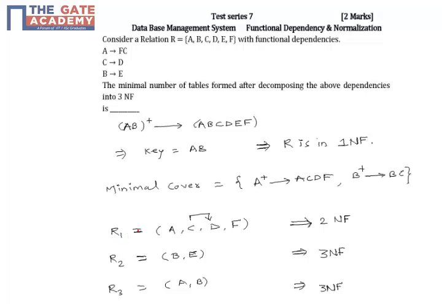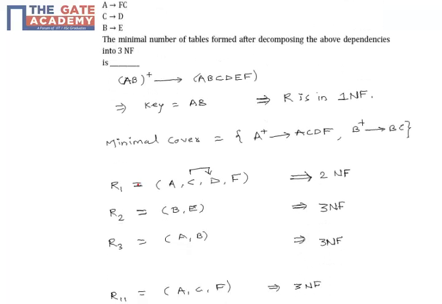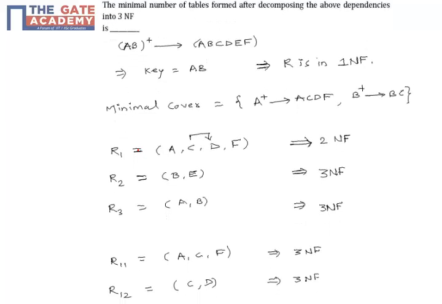So if we decompose the relation R1 into two relations R11 which has three attributes A, C and F and R12 which has attributes C and D, both of these would be in 3NF. So in total we have 1, 2, 3 and 4 relations. That means the number of minimum tables after decomposing the original relation R into 3NF would be 4. So the correct answer to this question would be 4.